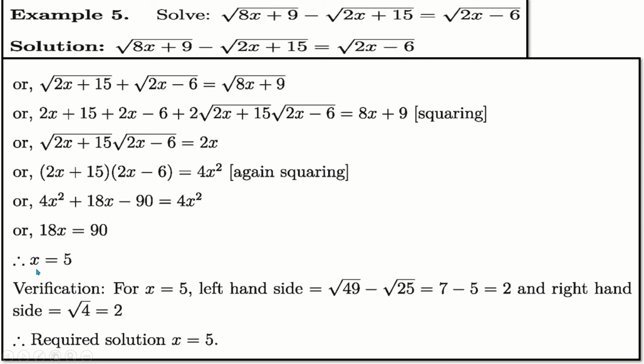Verification. After putting the value of x in this equation, the left side will be 2 and the right side also will be 2. So 5 is the required solution of this equation. Clear, everyone?